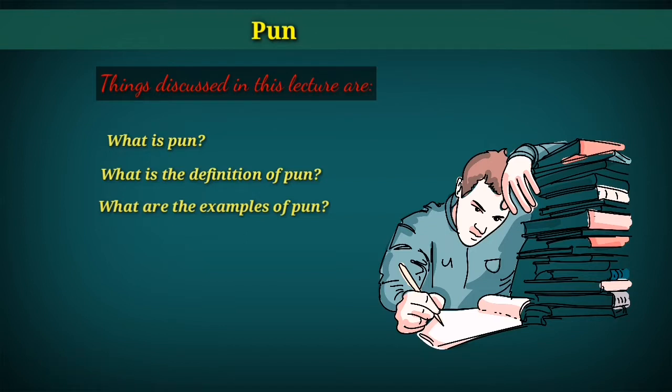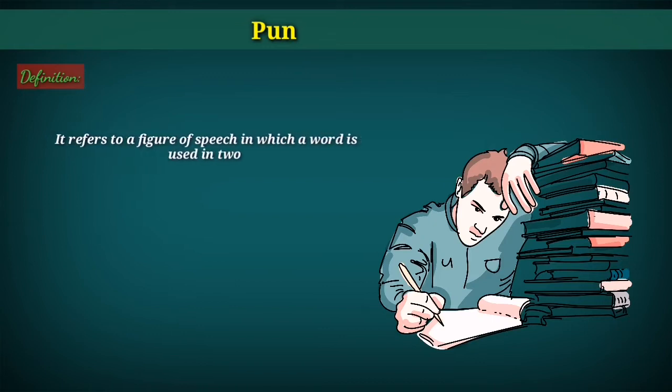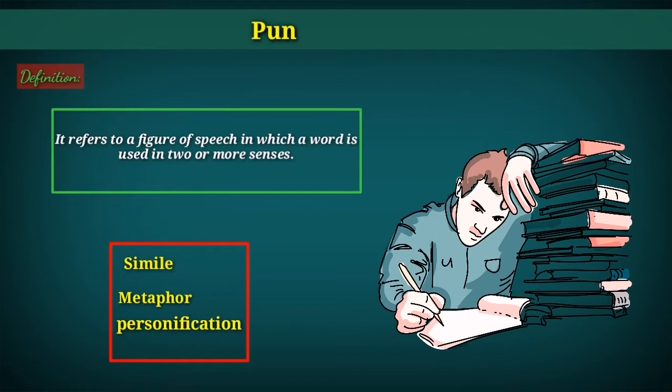So well, let's move on towards our topic. In order to understand pun, let me define it first. The definition is, it refers to a figure of speech in which a word is used in two or more senses. What does it mean? It means that a pun is a figure of speech like simile, metaphor, and personification.